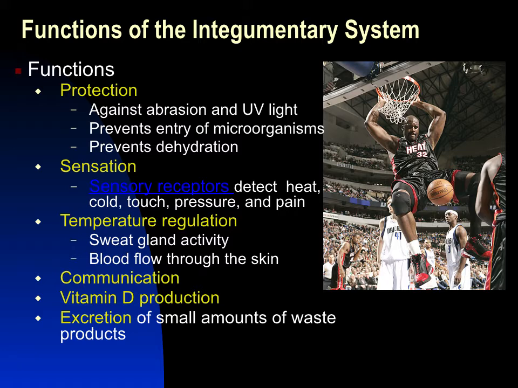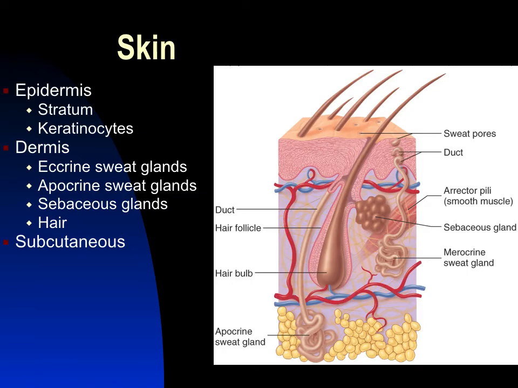The skin plays a role in communication. We assess people based upon their skin, their age, their happiness, their health, all sorts of things like that. The skin also is involved in vitamin D production; in the presence of sunlight, you can produce vitamin D in your skin, and you can excrete small amounts of waste products.